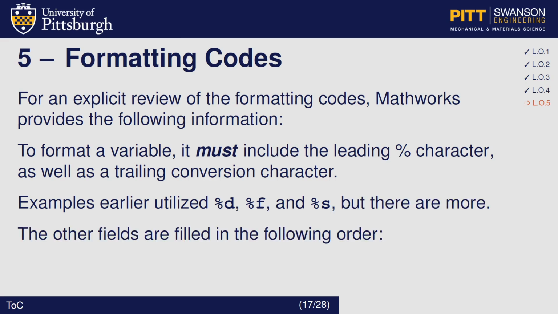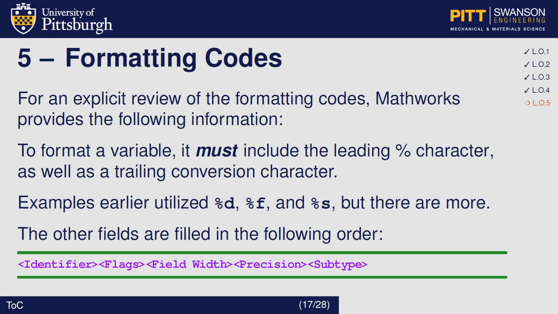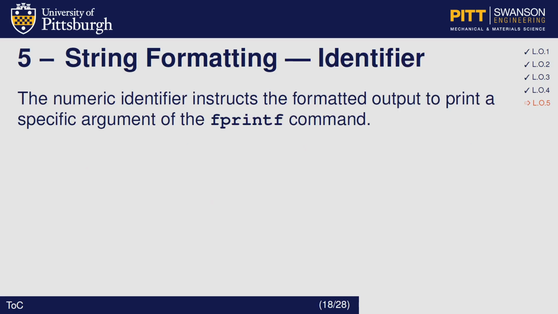The rest of the formatting codes are filled between the % sign and the conversion character in the following manner: a numeric identifier, any modifier flags, a field width, the precision, and a subtype. The numeric identifier instructs the output to print a specific argument of the fprintf command.